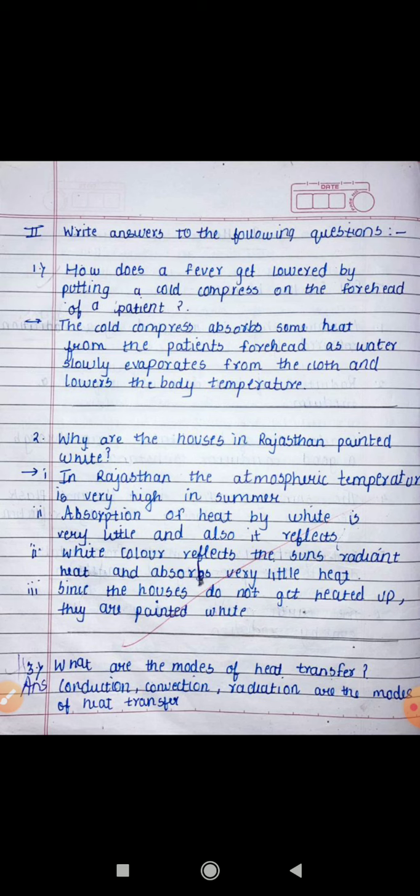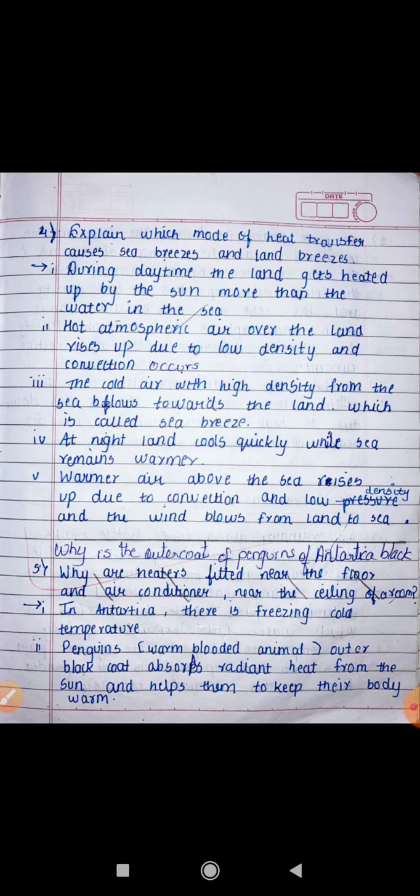Then the second one is, why are houses in Rajasthan painted white? And the third question is, what are the modes of heat transfer? So the answers are given here. I'll wait for a few seconds. You can take a screenshot of the same. Yeah. Now let us move on to the fourth question. Explain which mode of heat transfer causes sea breezes and land breezes. Okay, so the answer is given there on the page.